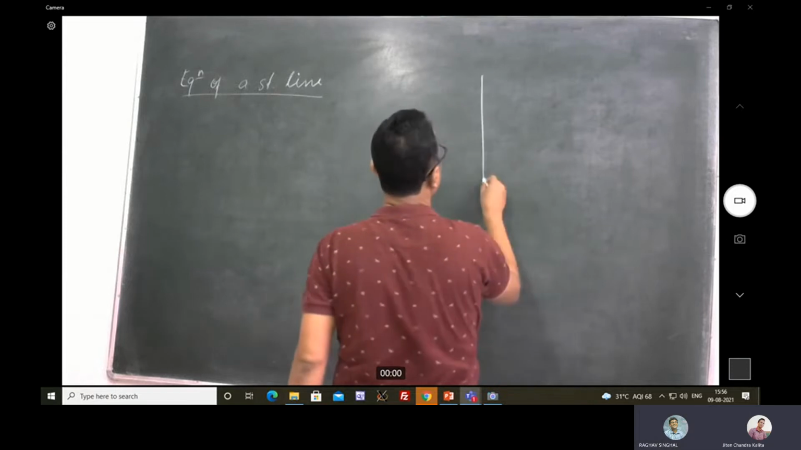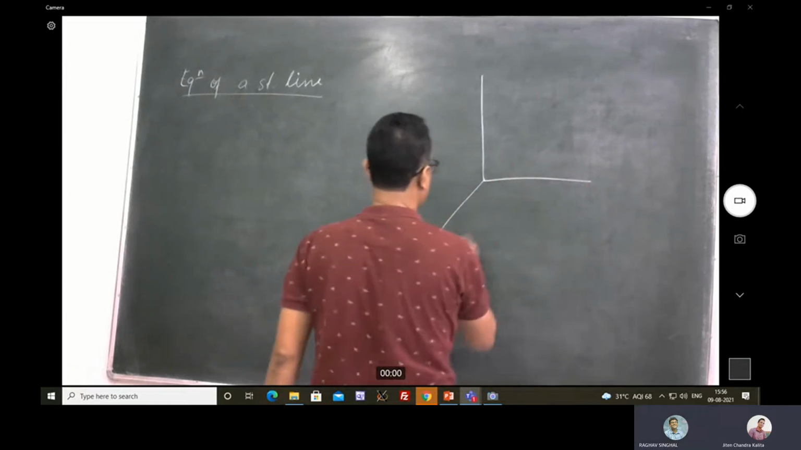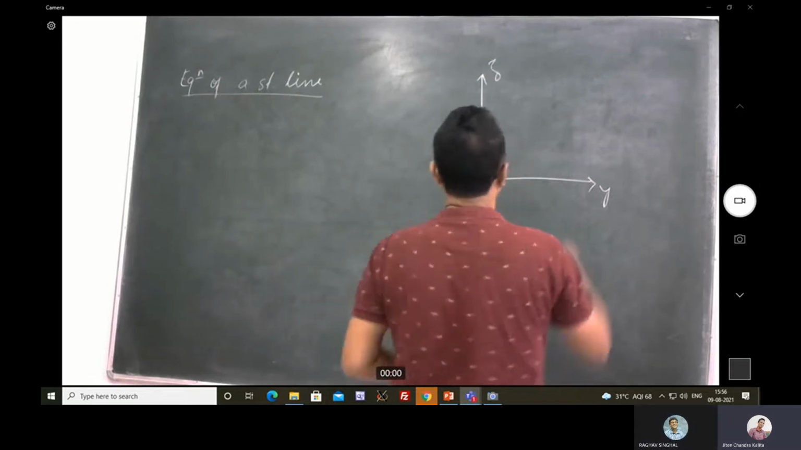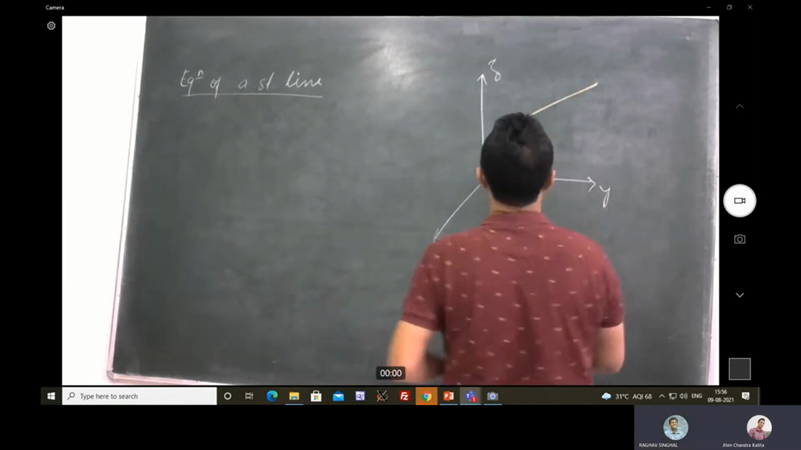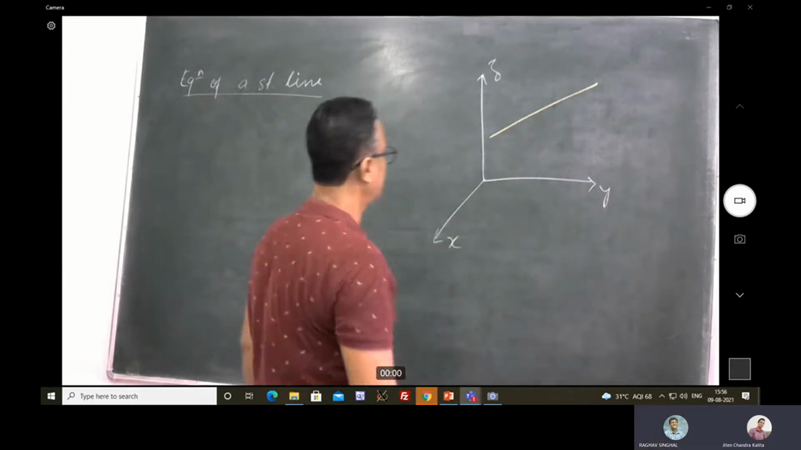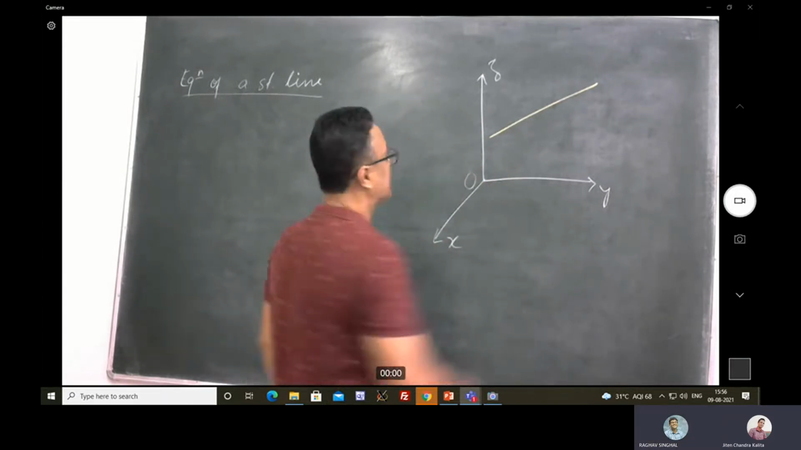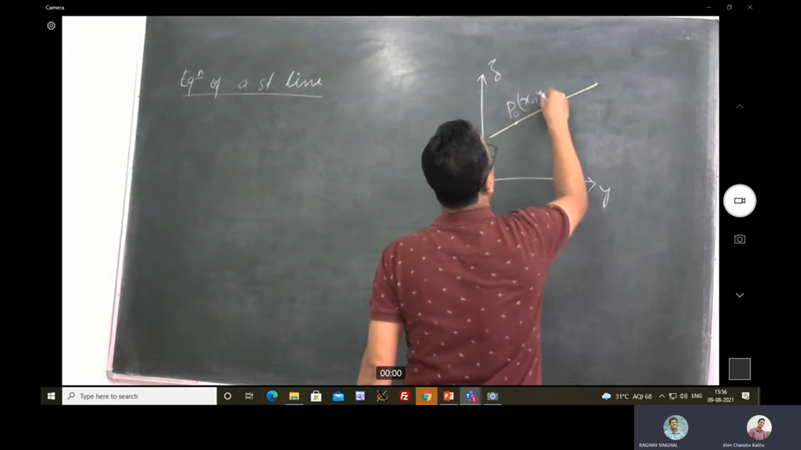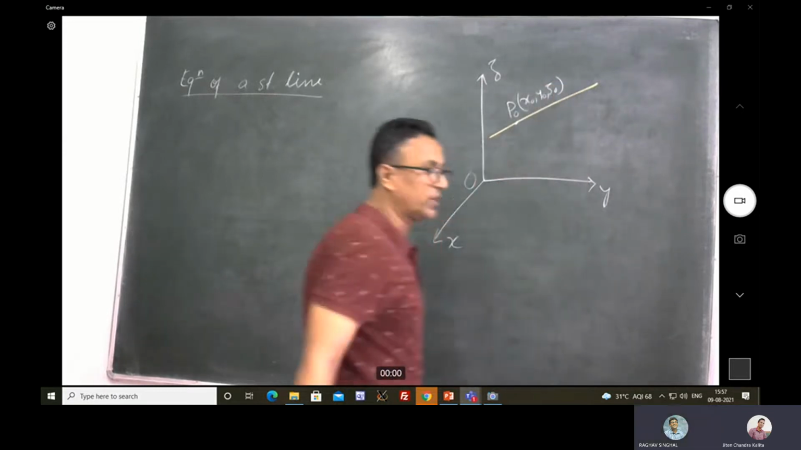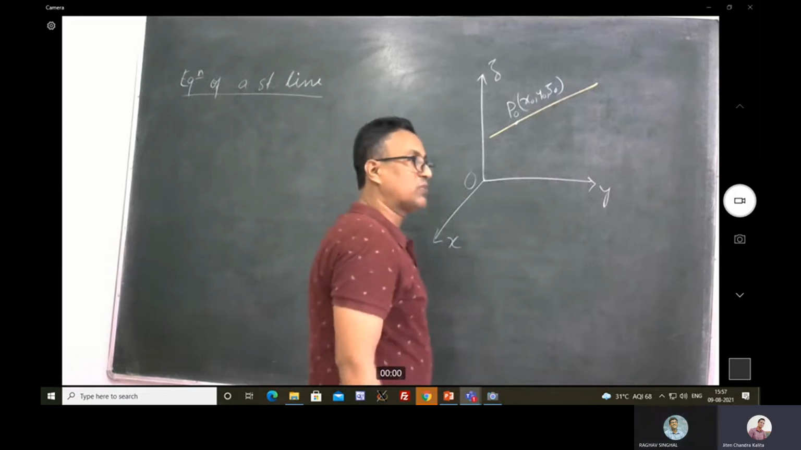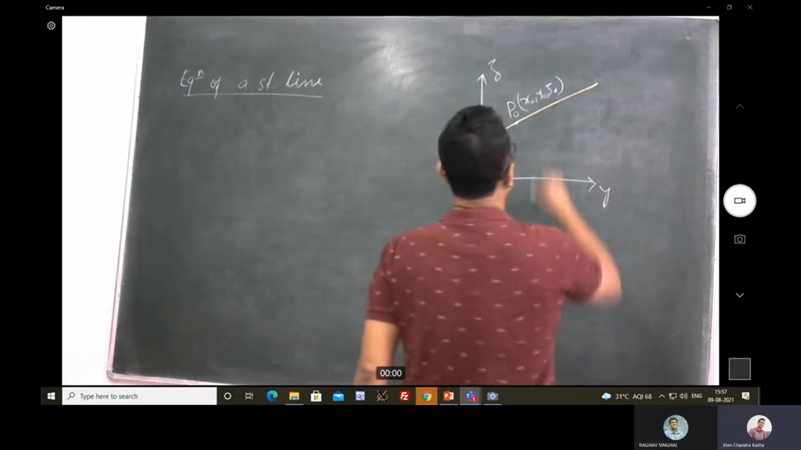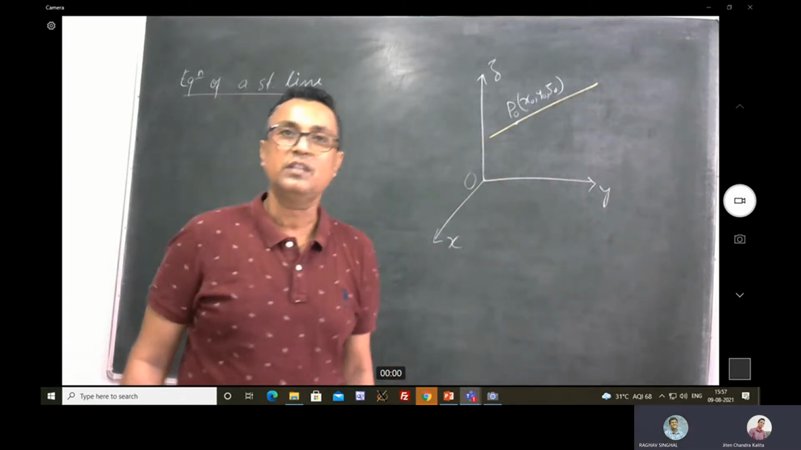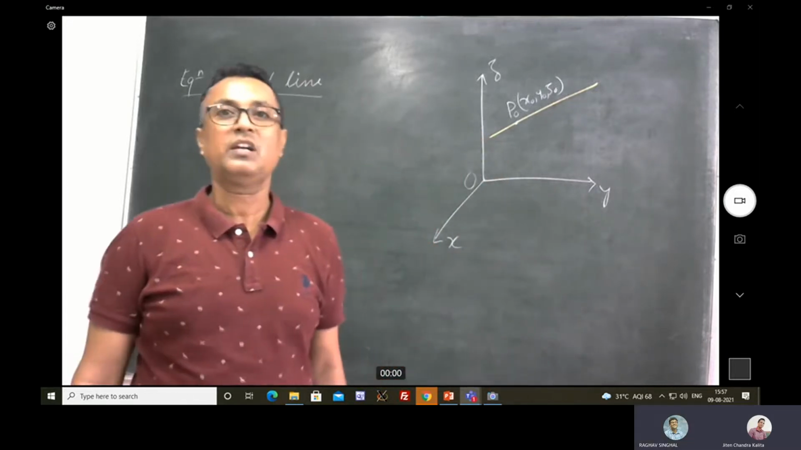Suppose I'm considering three-dimensional space. Then I was considering the equation of a straight line, and the information we have is that the straight line passes through a fixed point, say P naught, (x naught, y naught, z naught). Another piece of information we had in hand was that the straight line is parallel to a given vector.